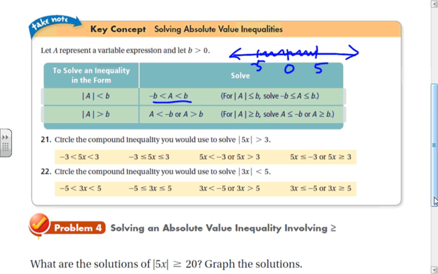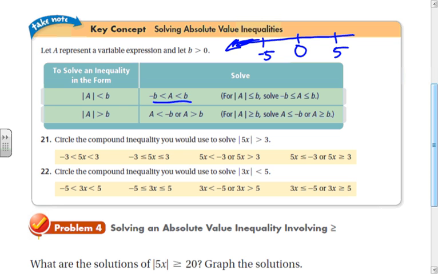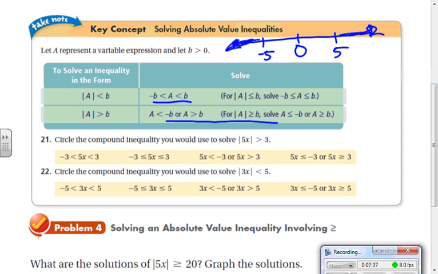Now, if we say the absolute value is greater than 5, what we're saying is the distance is more than 5 units from 0. So again, here's 0, here's 5, here's -5. To be more than 5 units from 0, that would be out here or over here, and that's what this second part is talking about. Go ahead and see if you can figure out 21 and 22 from what I was talking about, and then we'll get into the problem and I'll explain it a little more.